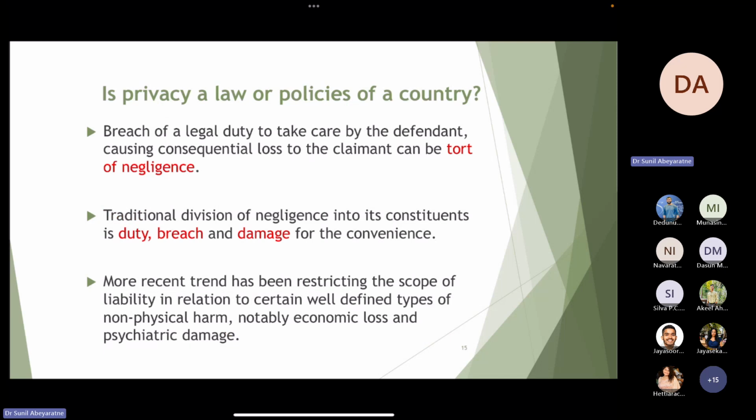Now a question arises: is privacy a law or a policy of the country? A breach of a legal duty to take care by the defendant, causing consequential loss to the claimant, can be the tort of negligence. This comes under the law of tort. The traditional division of negligence into its constituents is duty, breach, and damage. It's for convenience. This is what we learn under the law of tort. A more recent trend has been restricting the scope of liability in relation to certain well-defined types of non-physical harm, notably economic loss and psychiatric damage. This is one concept under the law of tort.